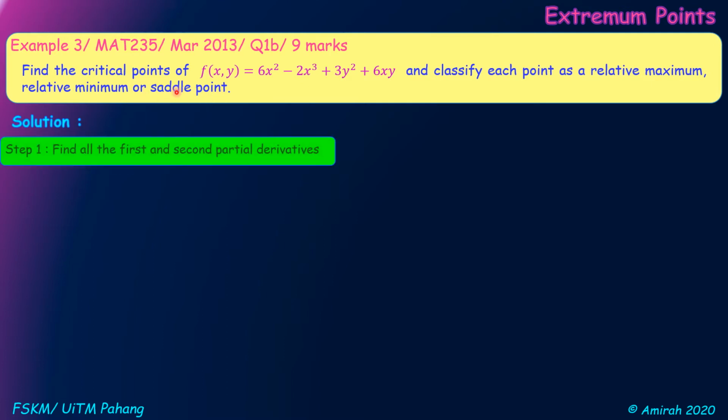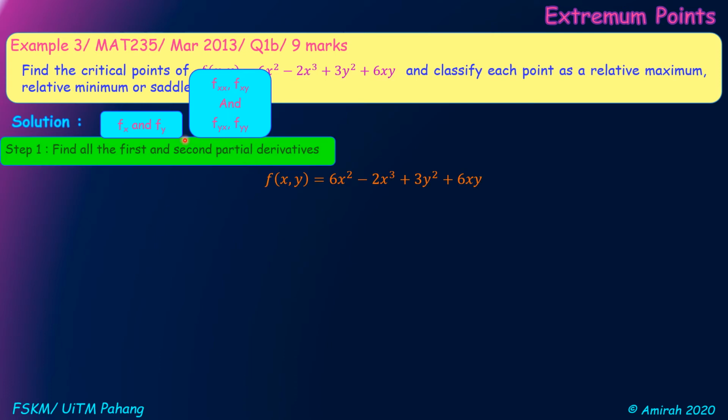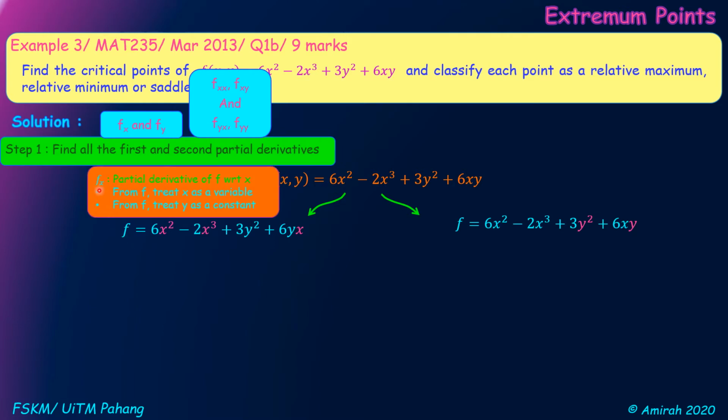Alright, to solve this question, first step, we need to find all the first and second partial derivatives. First partial derivatives means fx and fy, while second partial derivatives means fxx, fxy, fyx, and fyy, right? To find the first derivative, we differentiate f equals 6x squared minus 2x cubed plus 3y squared plus 6xy.